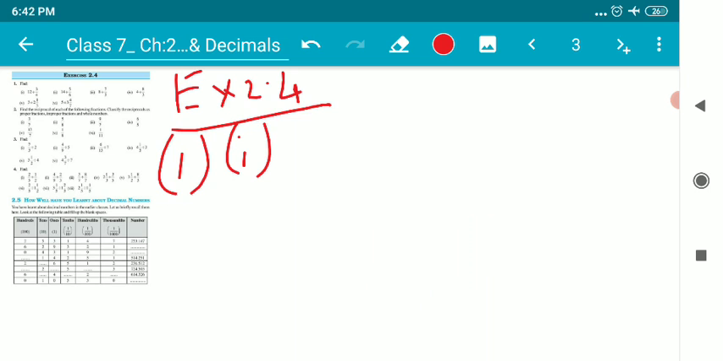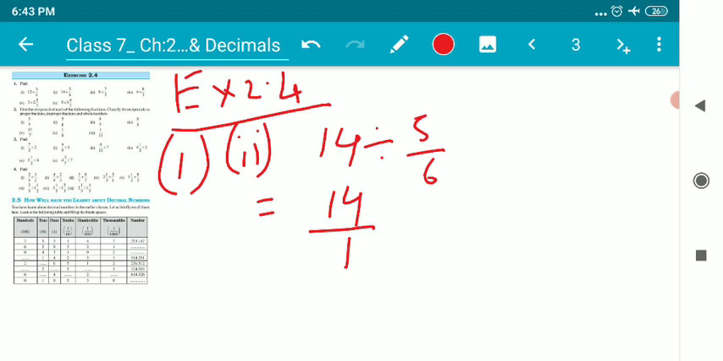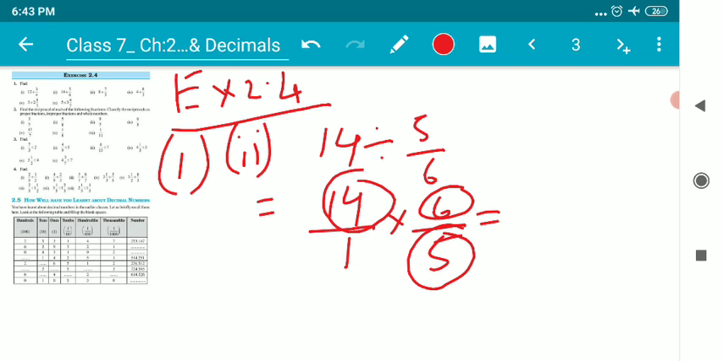Let us solve it. Question number 2 is 14 divided by 5 by 6. So I can simply write 14 as 14 by 1. This divide will turn into multiplication, and 5 by 6 will reciprocate. It will become 6 by 5. So children, here 5 and 14 cannot be cancelled. 5 and 6 cannot be cancelled. So simply I have to multiply.